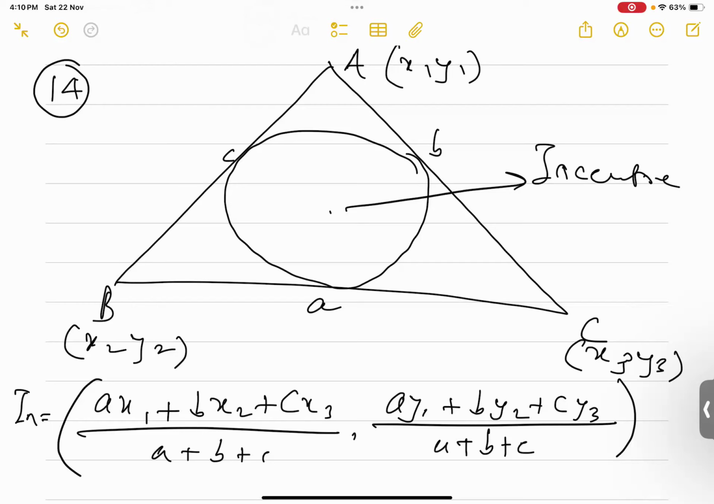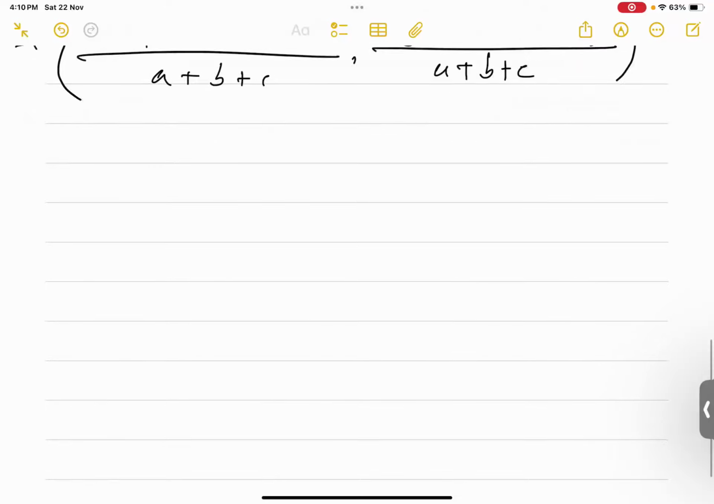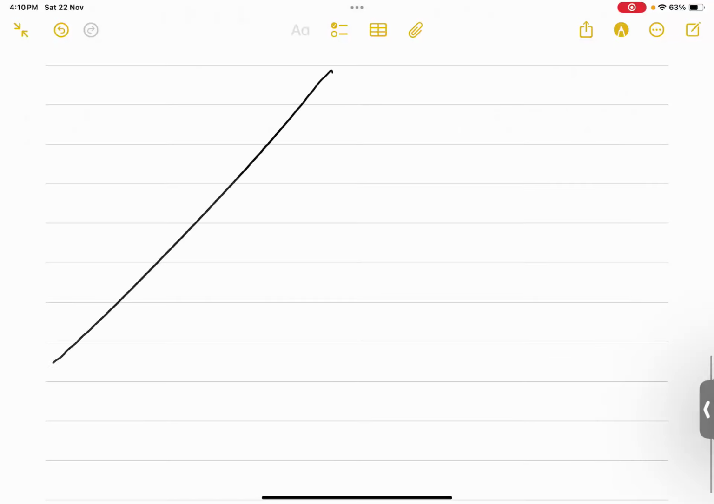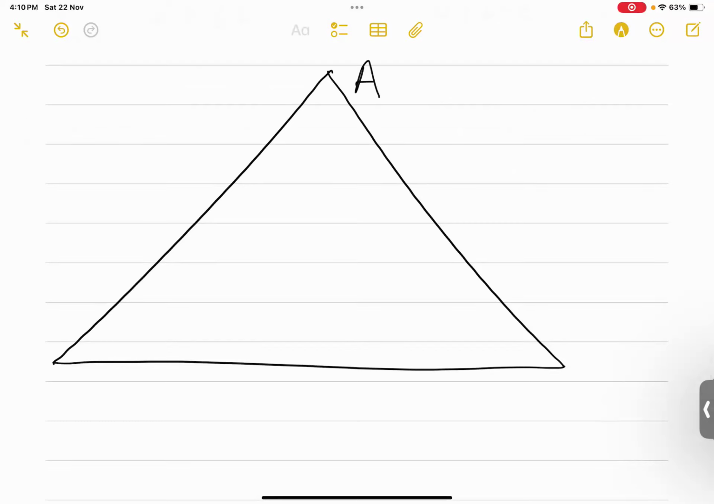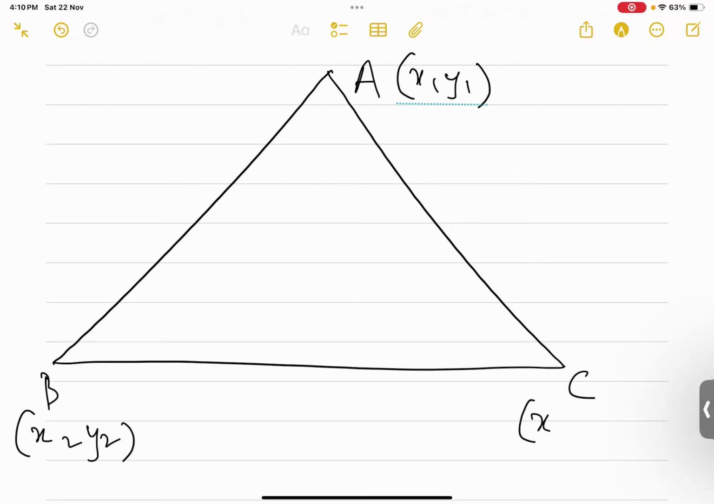Now let us work on the problem which is there in front of us. Right. So question number 14. I'll just give you the guideline. Draw this along with me. A is X1, Y1. B is X2, Y2. C is X3, Y3. This is small a, this is small b, this is small c. Now a, b, and c, you are going to calculate using the distance formula.